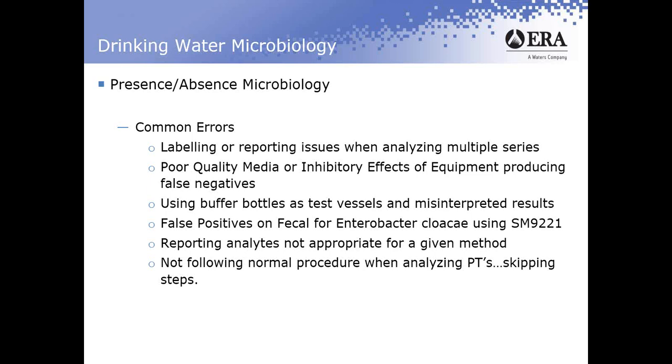So, common errors. Labeling or reporting issues when analyzing multiple series. Poor quality of media or inhibitory effects of the equipment producing false negatives. Using the buffer bottles as test vessels and misinterpreting results. False positives on fecal for Enterobacter cloacae using standard methods 9221. Reporting analytes that are not appropriate for the given method. Not following normal procedure when analyzing the PTs, skipping steps. Those are some of the common errors that we'll see.